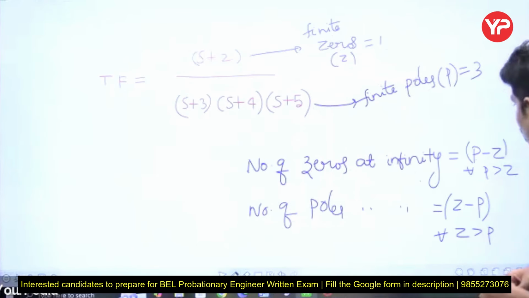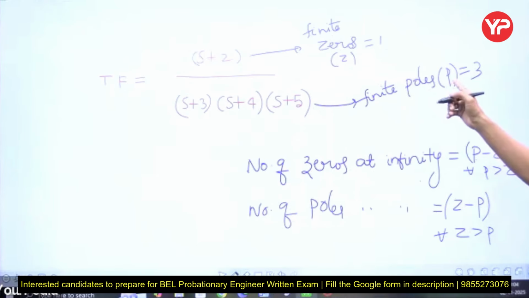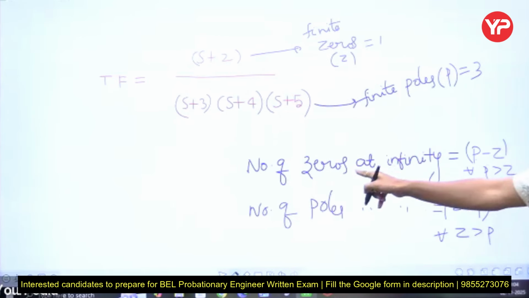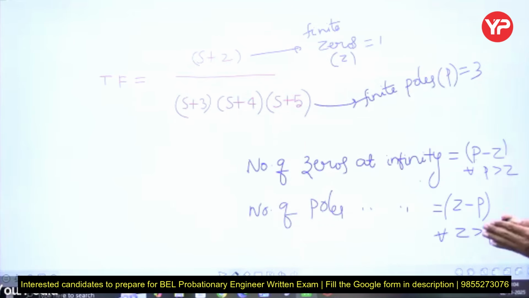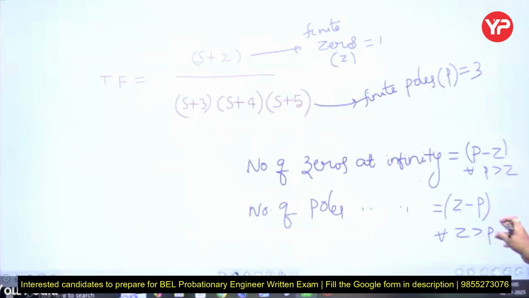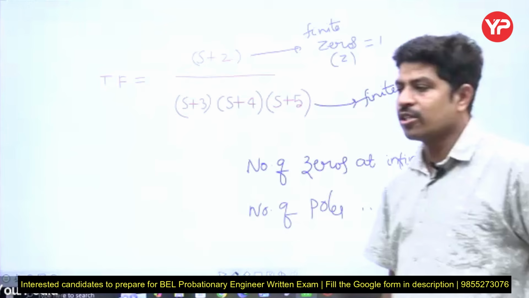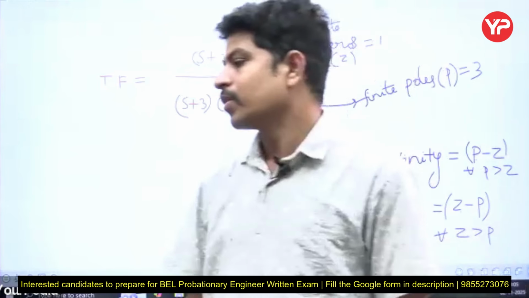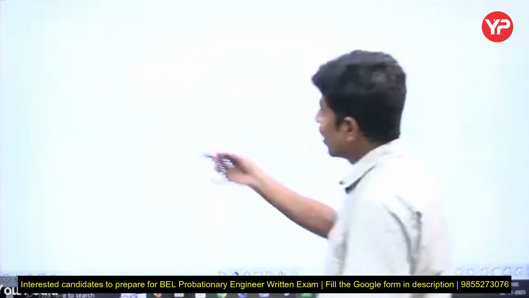Okay. Now, here poles are more, zeros are less. Therefore, that difference, 3 minus 1, zeros will be at infinity. Whichever is less in number, that difference will be at infinity. Number of poles at infinity is Z minus P, if Z is greater than P. Tell me, any clarification you want further, I'll explain. Let me give an example.